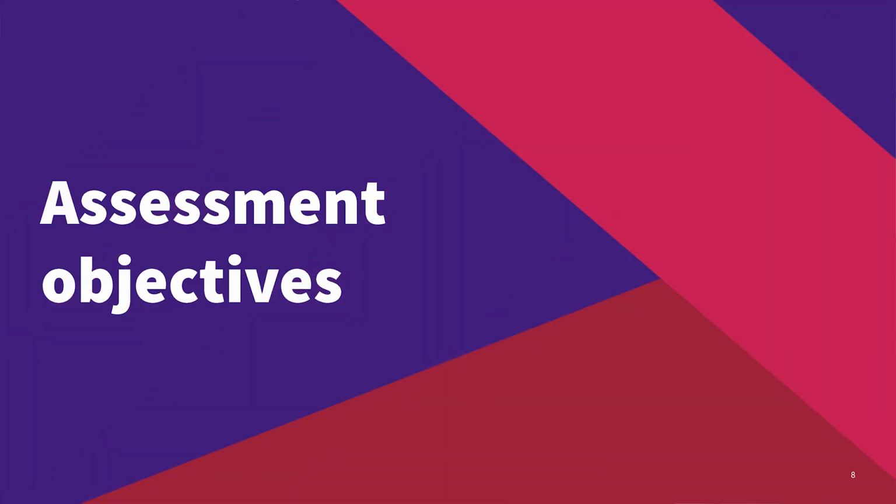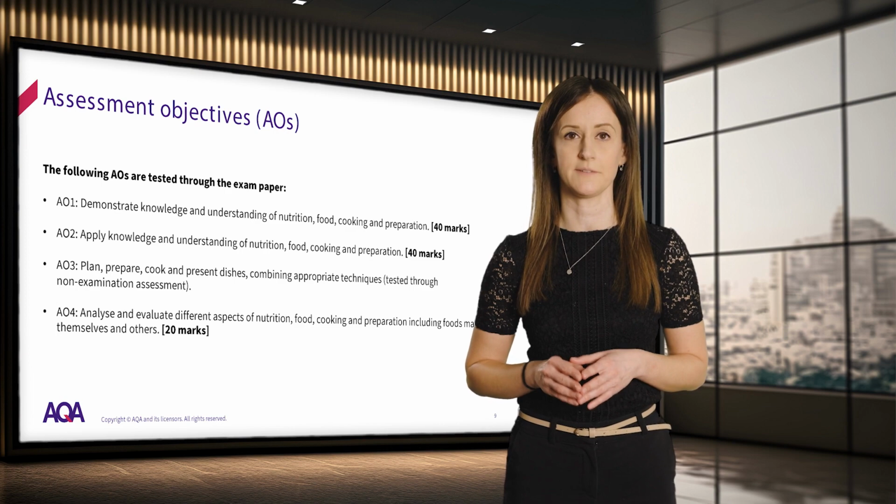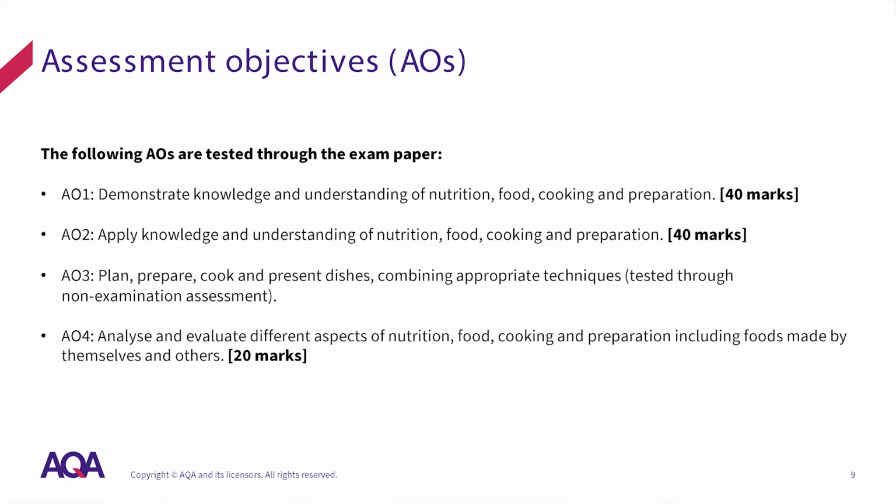There are 4 assessment objectives that are used to assess students within GCSE food preparation and nutrition. AO1 is demonstrate knowledge and understanding of nutrition, food, cooking and preparation. AO2 is apply knowledge and understanding of nutrition, food, cooking and preparation. AO3 is plan, prepare, cook and present dishes, combining appropriate techniques. And AO4 is analyse and evaluate different aspects of nutrition, food, cooking and preparation, including foods made by themselves and others. AO1, AO2 and AO4 are all assessed through the question paper.